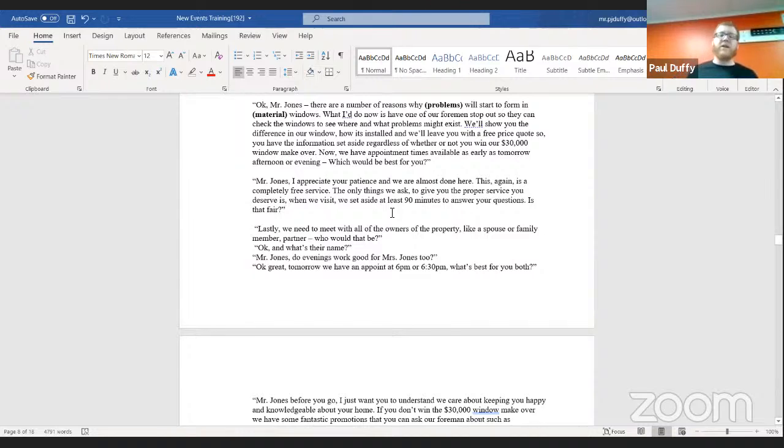Either way is fine. Look, the point is at least 90 minutes. The key words here are "at least" and "90 minutes." And then make sure you get that commitment. One mistake that people make is they blow through that part and go into the next part without getting any kind of commitment. So very, very important.